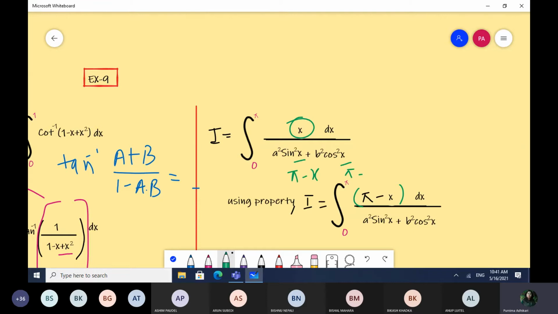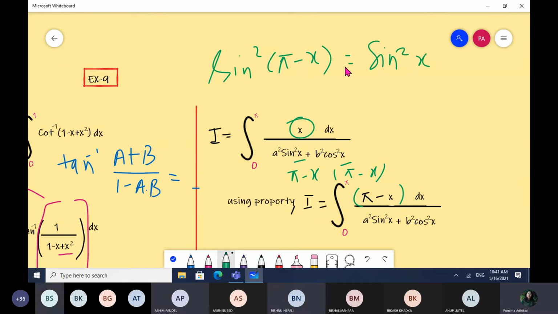What are you going to get when you do that? What is sine square pi minus x? Sine square x. Sin remains square as x, it remains as it is. Isn't it? Sin pi minus x is sin x. हैन sin pi minus x त sin x नै हुन्छ. So square गरेर के फरक पर्यो, परेन, sin square x नै रह्यो.